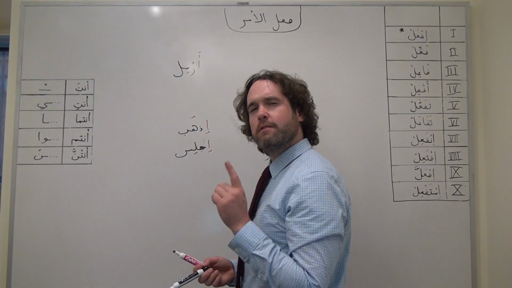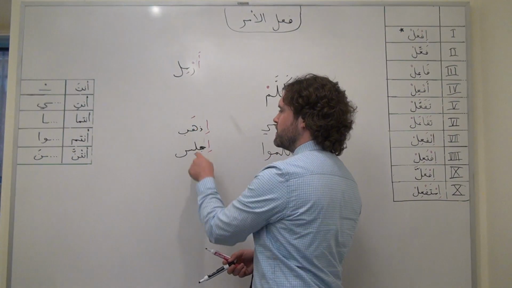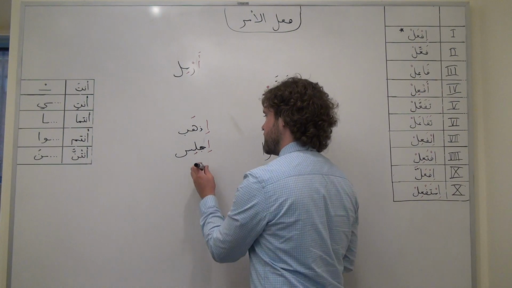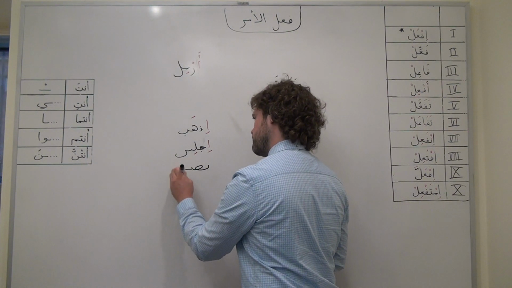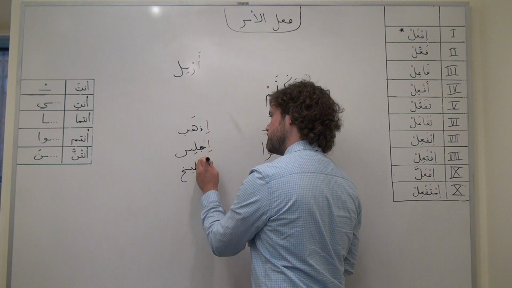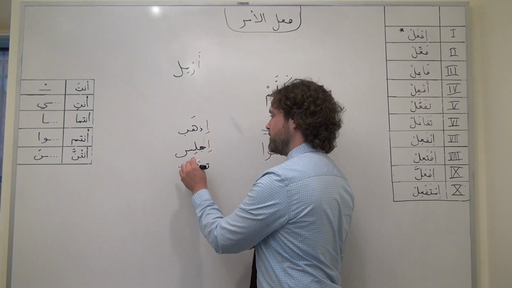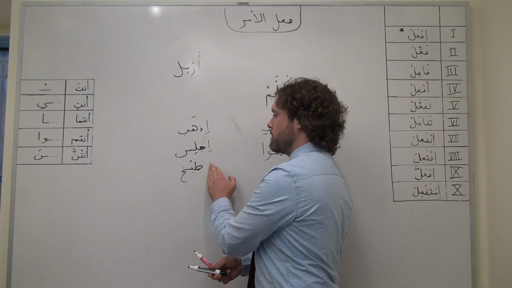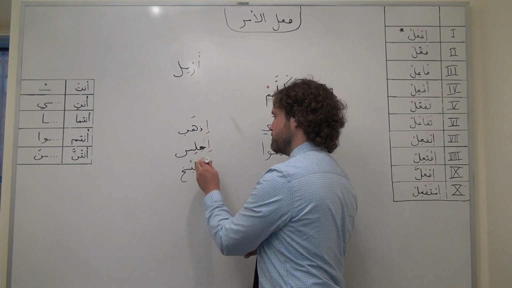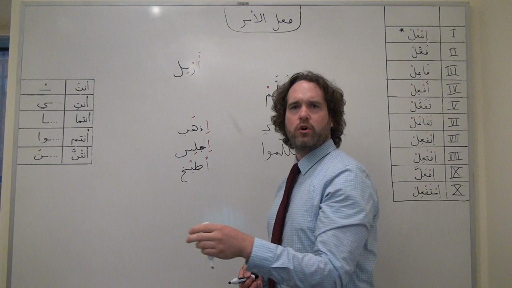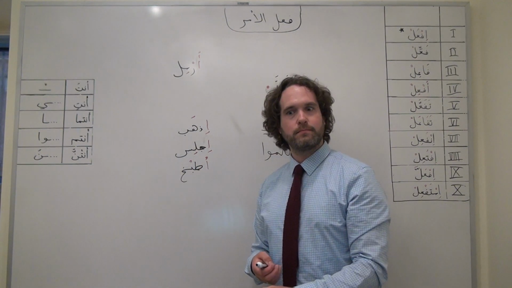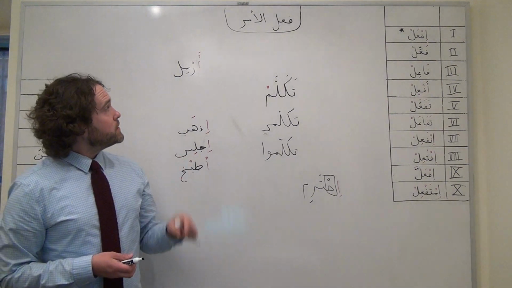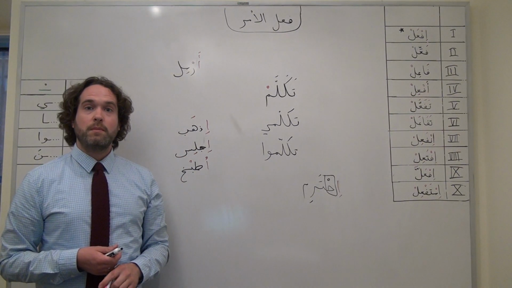But if I have a verb whose middle vowel in the present tense in form 1 is a dhamma, like say tatbukh, that verb for cooking, I have a dhamma here, so I have to have a dhamma as my first vowel as well. Utbukh, hurry up and cook. And that is pretty much it. Now you know how to boss people around in Arabic.